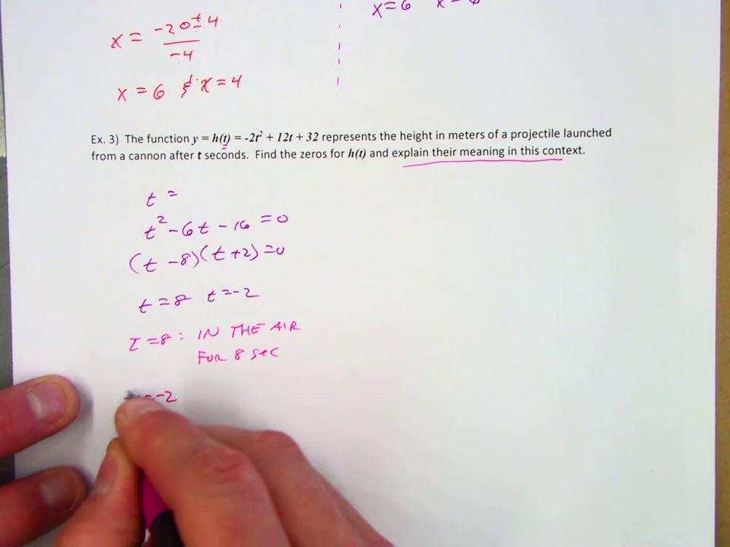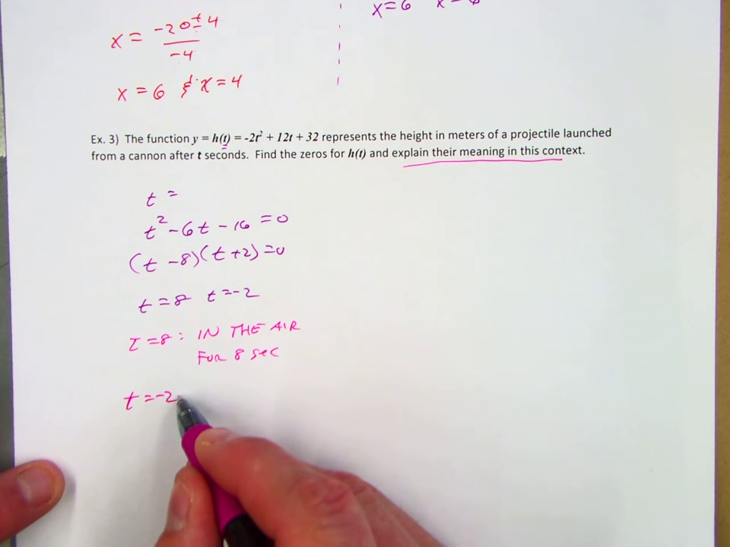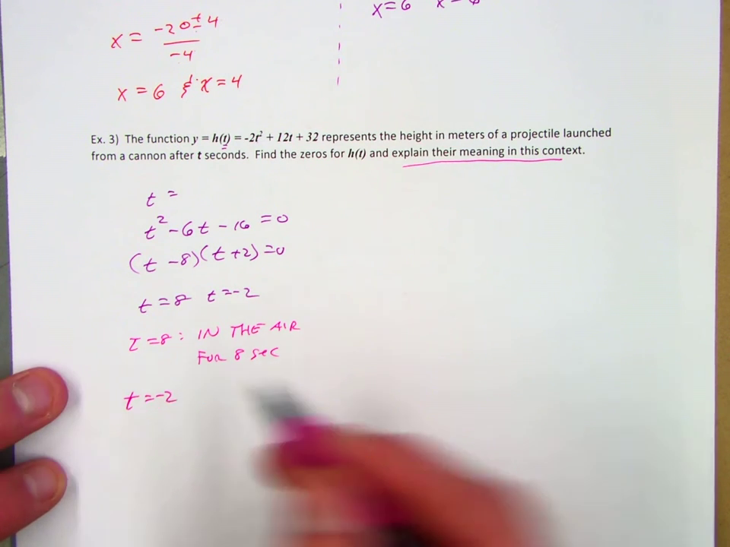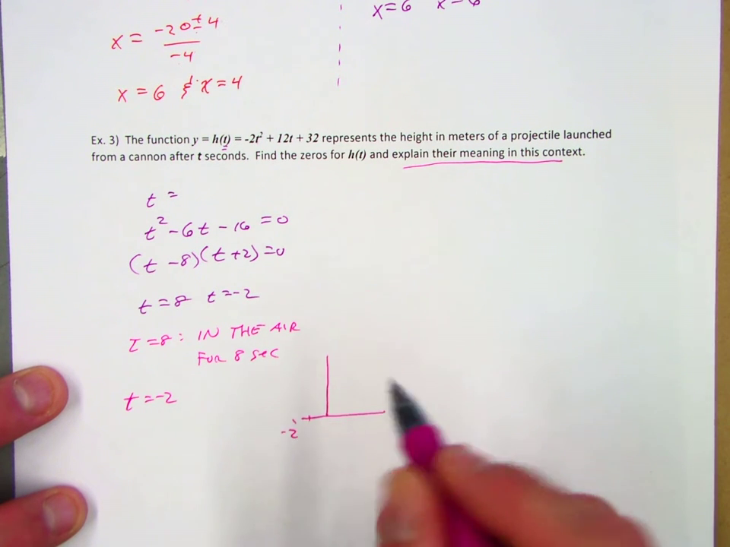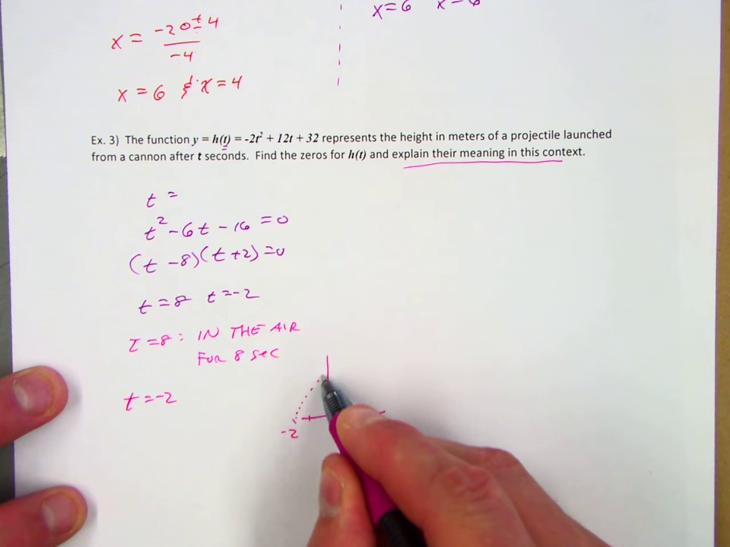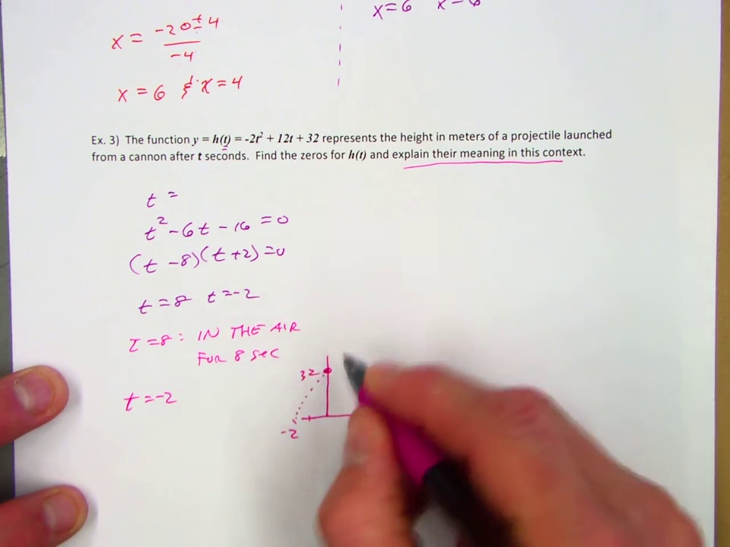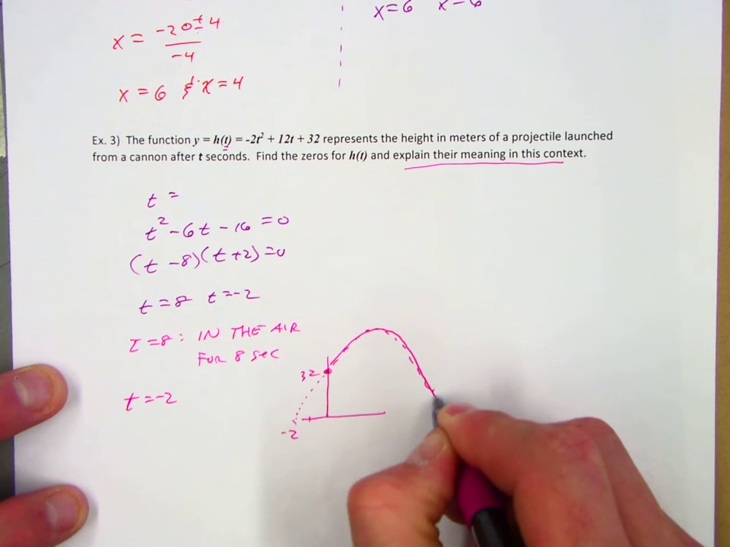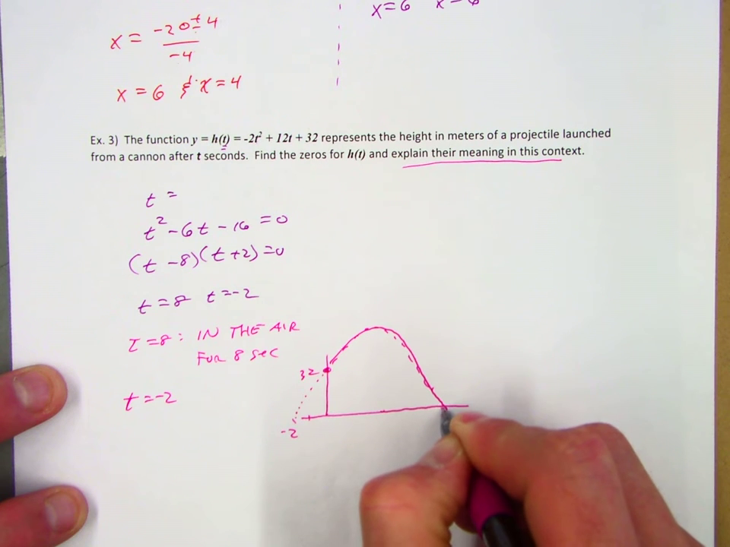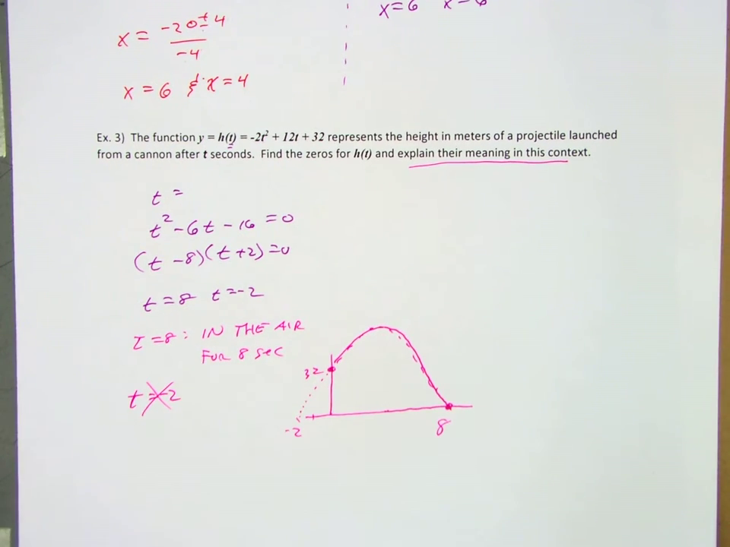t equals negative 2. There's our negative time, which we don't have, so theoretically, the object would have been launched 2 seconds before it was. So at negative 2, it would have been launched theoretically, and then it would have hit right here at 32. The graph goes up, comes down. This is the actual tracking of the height, not the path, just the height. And it would reach the ground at 8 seconds. Okay? So we don't take into account the negative time.